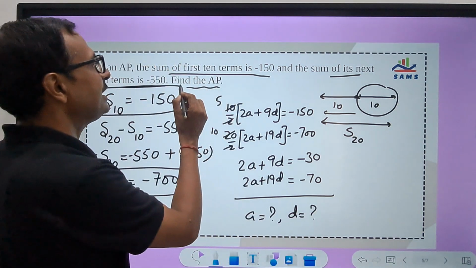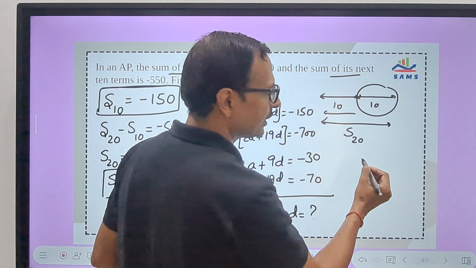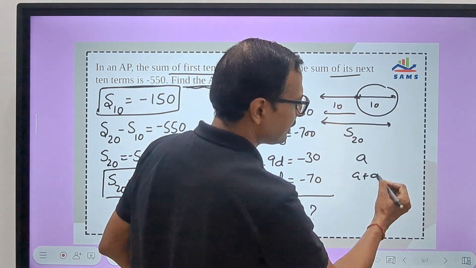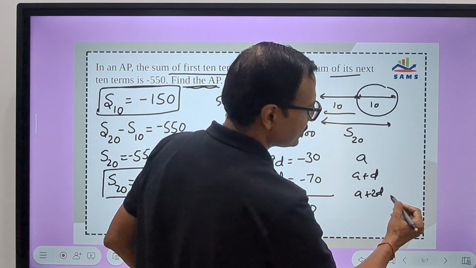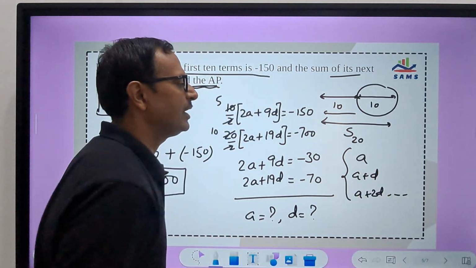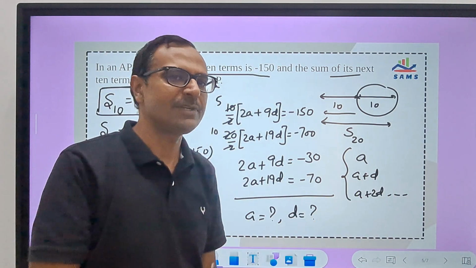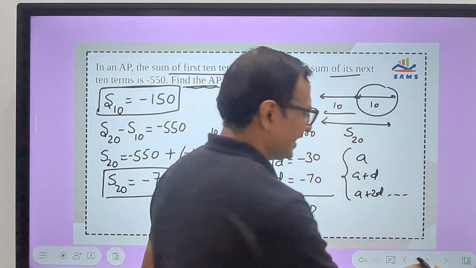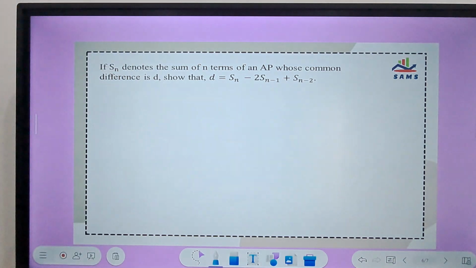And what will be the AP? You know the terms, right? a, a plus d, a plus 2d and so on. So you have to find three terms of the AP and let me know in the comments, did you get it right? Right, let's see the next one.